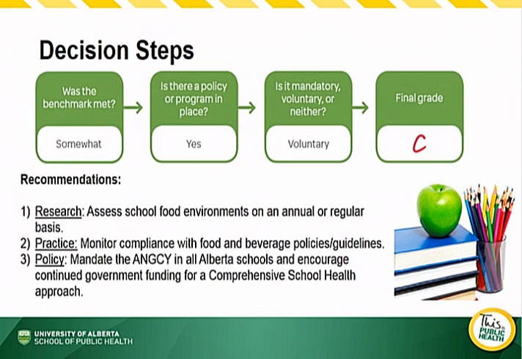So in order to come to our final grade of a C for this indicator, we had to work through the following decisions. So first, the benchmark of having 3/4 of available foods in schools classified as healthy was met by some schools. And there are policies and programs in place, but they're voluntary for the most part, and high-risk groups are not addressed. As a result of these findings, we recommended that research be conducted to assess school food environments more regularly, that we monitor compliance with the dietary guidelines that we do have, and that the ANGCY be mandated in all Alberta schools.